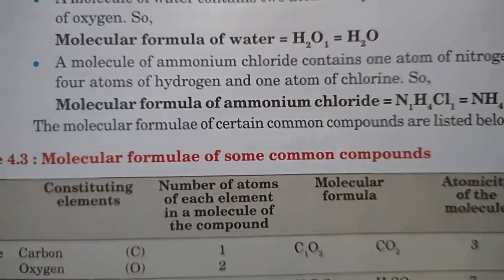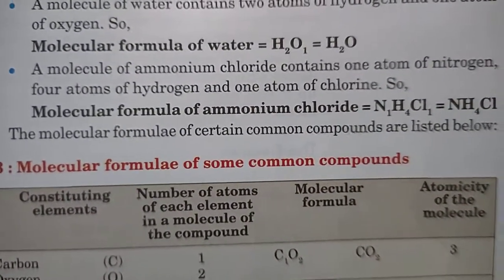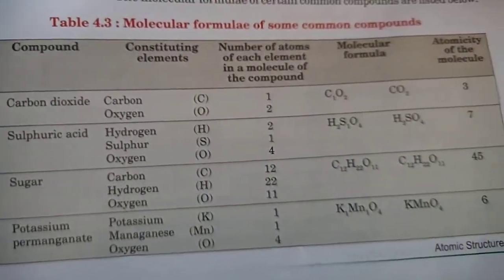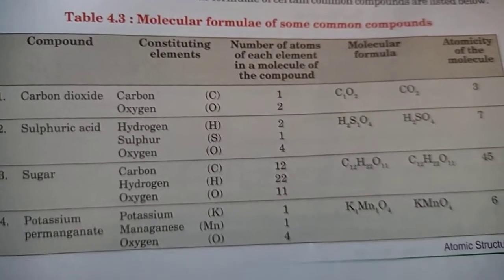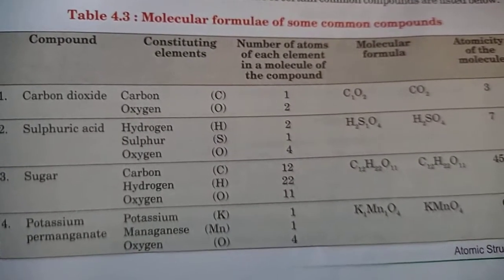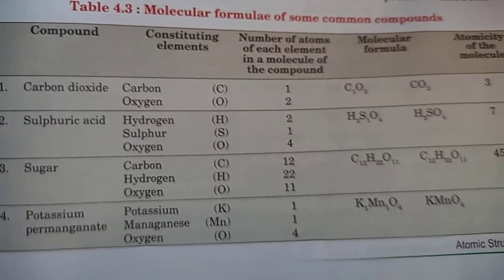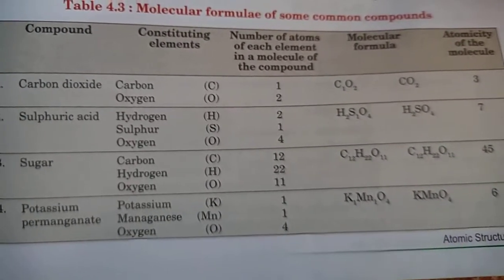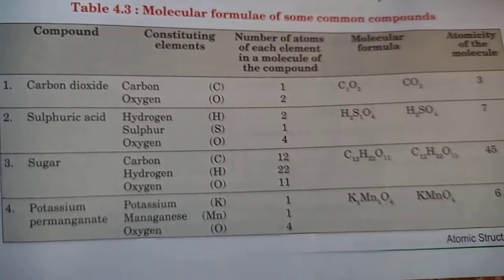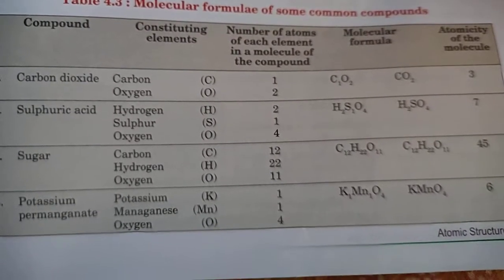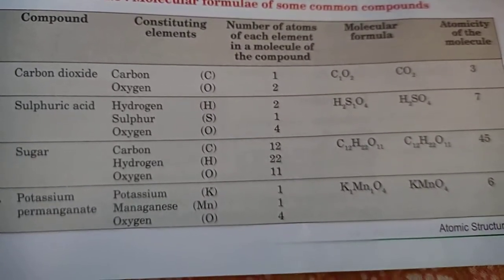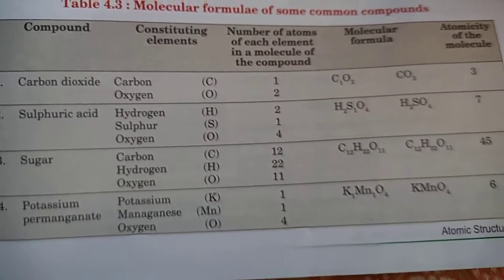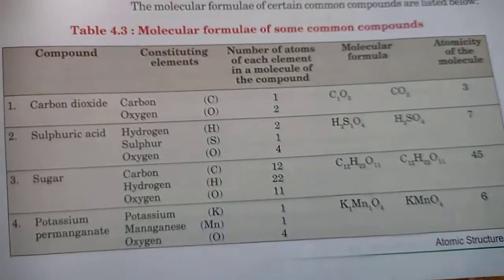Okay, these are the molecular formulae of certain common compounds listed below. You see here, carbon dioxide, CO2, contains 1 carbon atom and 2 oxygen atoms. Sulfuric acid, H2SO4. Then sugar, C12H22O11, contains 12 atoms of carbon, 22 atoms of hydrogen and 11 atoms of oxygen. Now potassium permanganate, that is KMnO4.